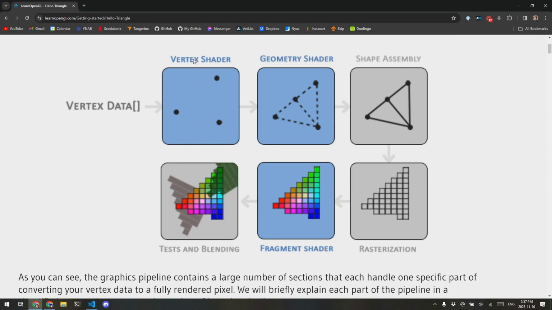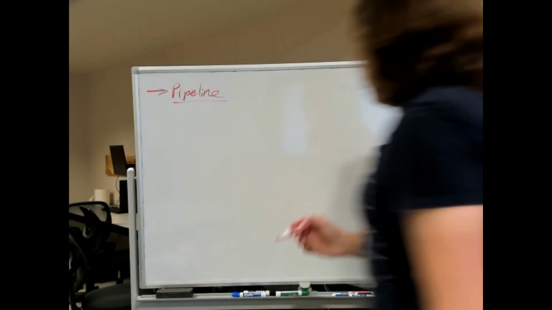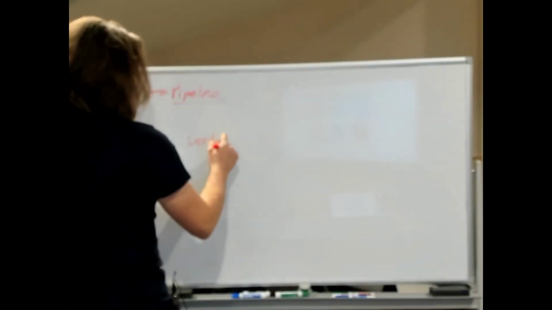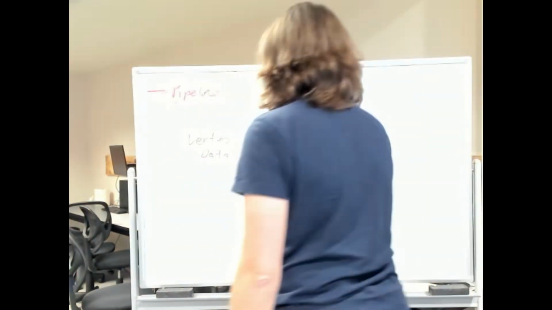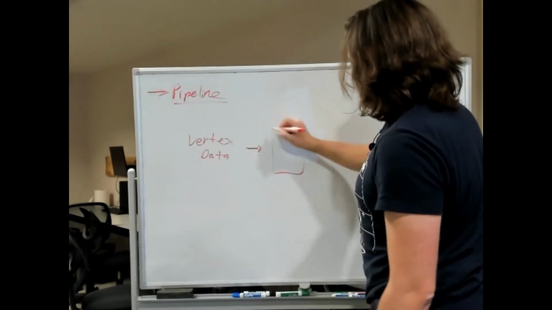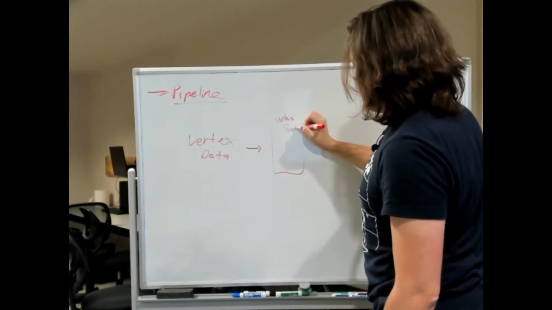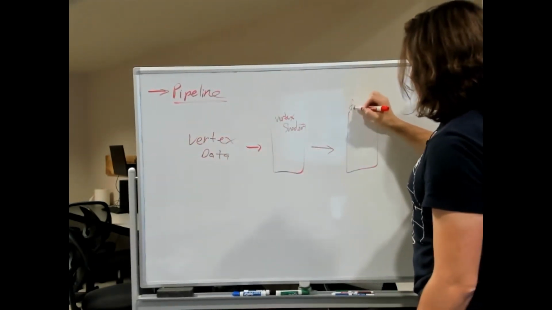In OpenGL, we can control these three blue ones. In WebGL, we control the vertex shader and the fragment shader. So I'm going to switch back to the camera and draw that over here. We've got as inputs vertex data, and that comes into this box called the vertex shader, and then that goes into the fragment shader.